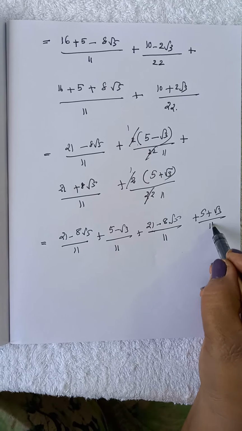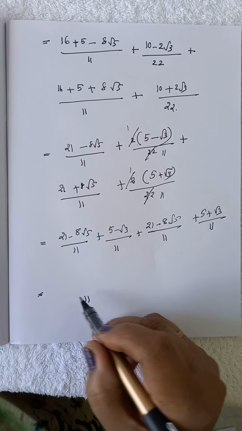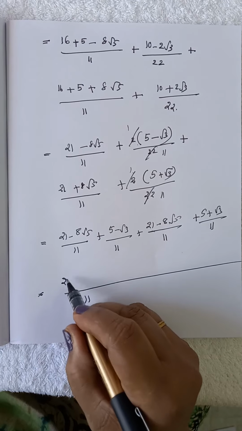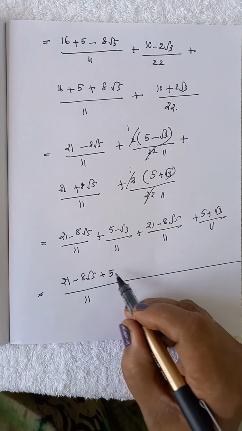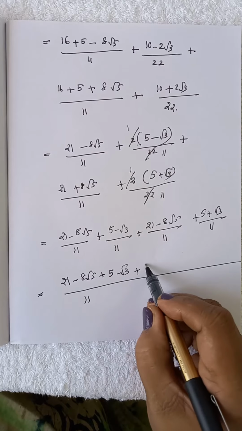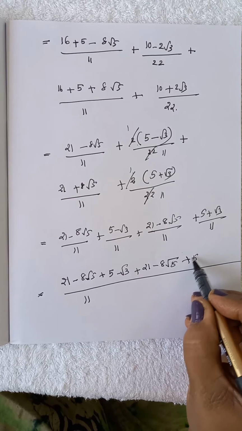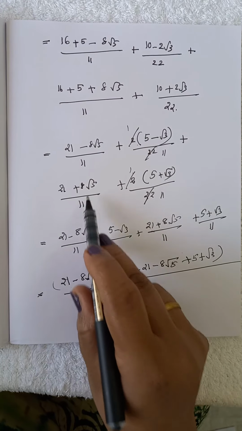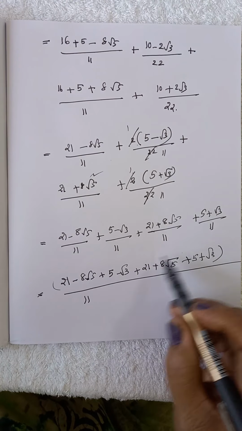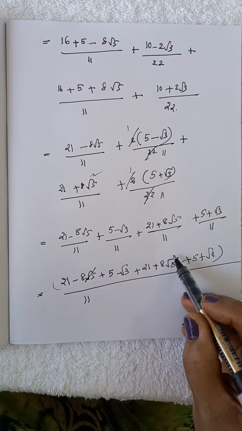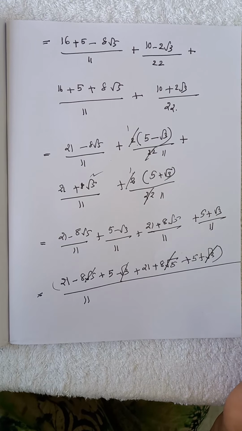In all these cases, the denominator is 11. So 11 we can take as common denominator. So just add the numerators. 21 minus 8 root 5 plus 5 minus root 3 plus 21 minus 8 root 5 plus 5 plus root 3. Here this is plus 8 root 5, here also plus 8 root 5. This one, so minus 8 root 5 and plus 8 root 5 we can cancel, minus root 3 and root 3 we can cancel. So what is remaining?